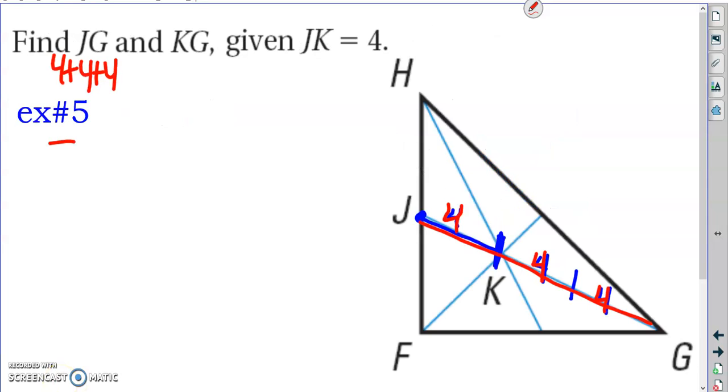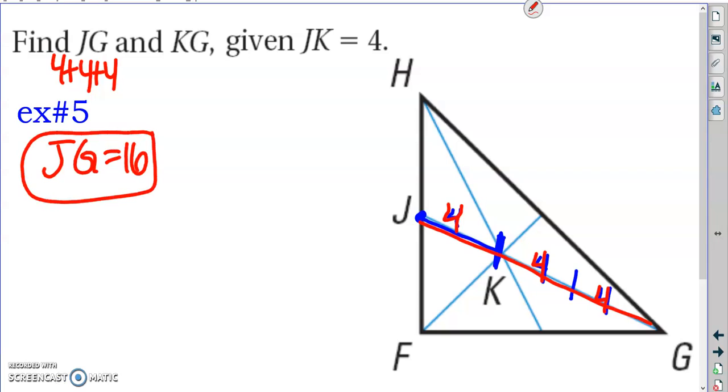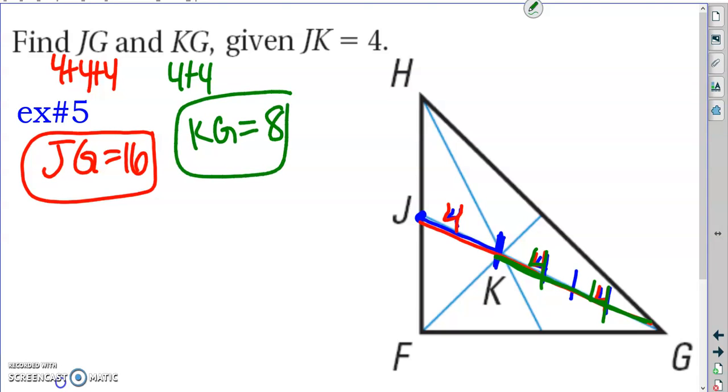So JG is 16. All right, how about KG? So from K to G, there's 2/3 here. So there's 4 plus 4 is 8. So the length of KG is 8.